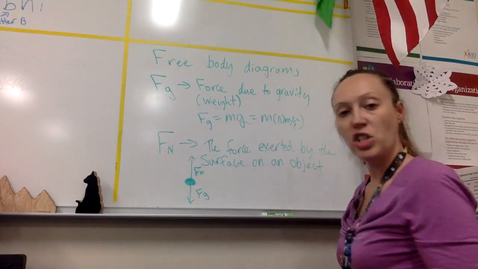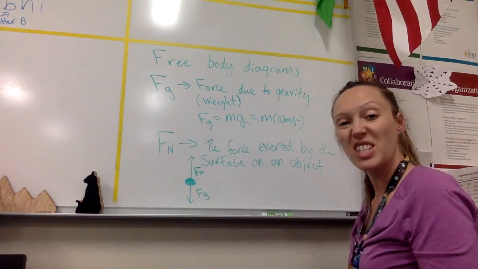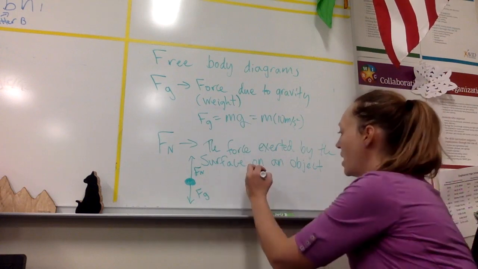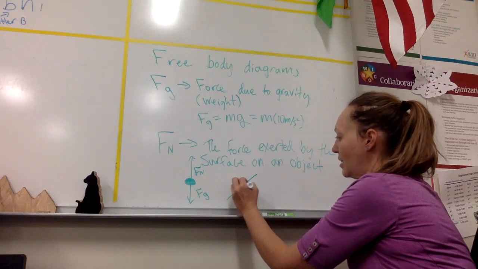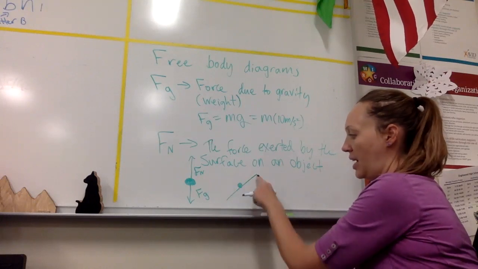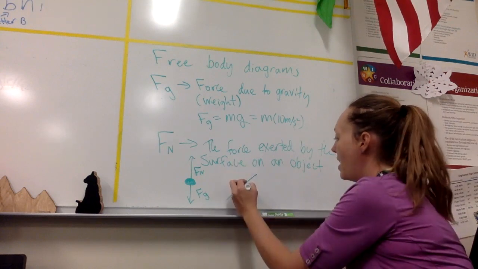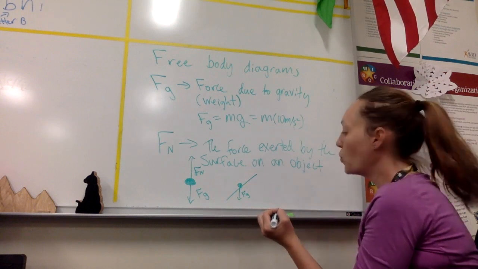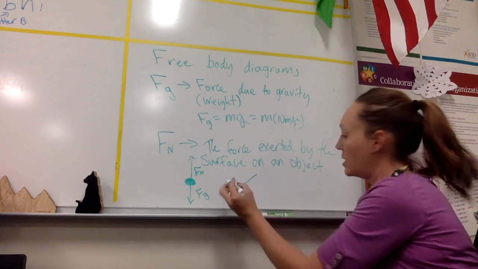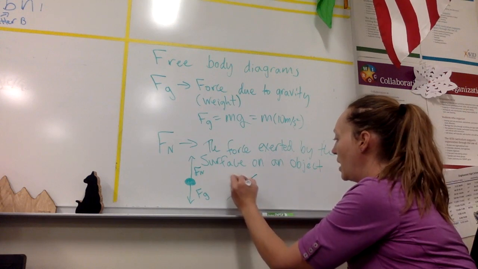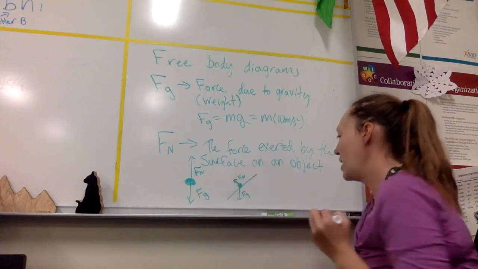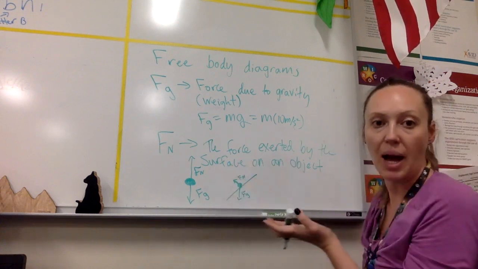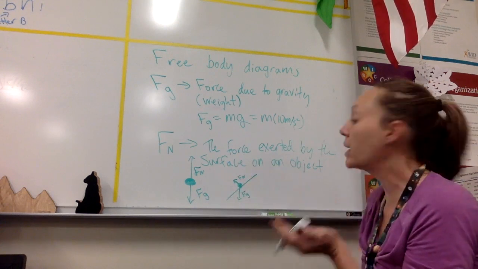Now I want to caution you guys because the normal force is not always equal to the weight. A couple examples: if you're skiing, you might be on a hill like that, and you would have a force of gravity going down, but your normal force has to be perpendicular to the surface. So it would be pointing this way, and it turns out it's not equal to the weight because they're not pointing directly opposite of each other. And we'll study that a little bit more later.